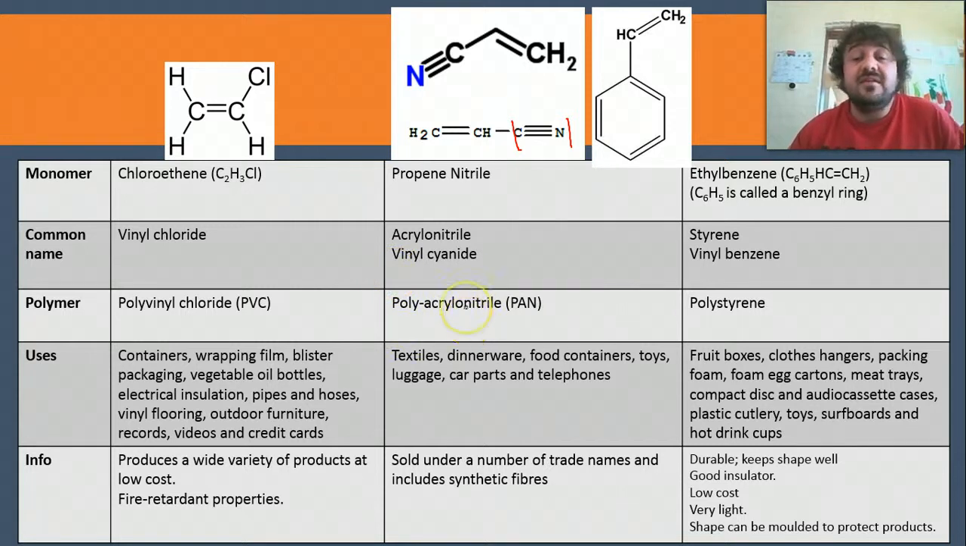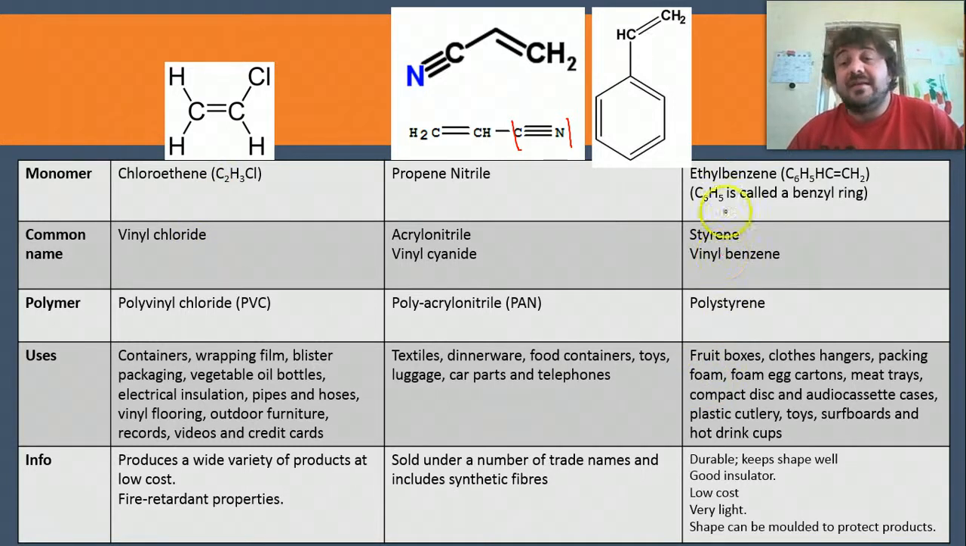We use it in textiles, dinnerware, food containers, toys. Now, you know it's stable because it's used in dinnerware, food containers. It's mixed up with our food. The second something is mixed up with our food, it has to be very stable. All right, so it's sold under a number of names, including synthetic fibers. This one here you're probably less familiar with, but the two you're most familiar with are chloroethene or PVC and polystyrene.